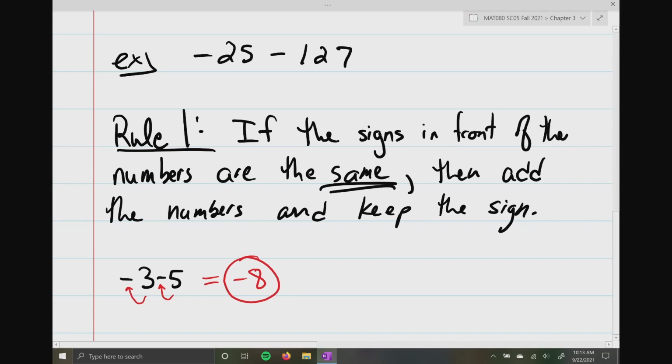Now, if we just follow that with the example I have above, -25 minus 127, since the signs of the numbers in front are both the same, I'm just going to add the numbers. So 7 and 5 is 12, carry the 1. 2 and 2 is 4, plus 1 more is 5. And 1 plus 0 is 1. So I know what I'm going to do is add the numbers, keep the sign. So -25 minus 127 equals -152.